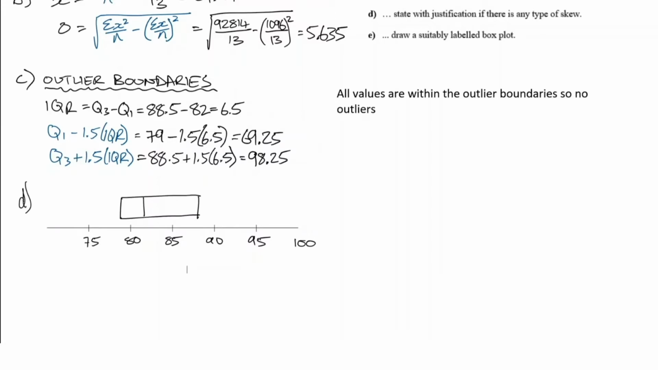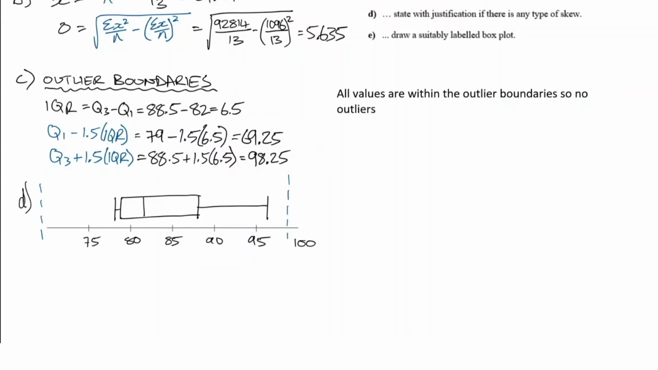And for the upper quartile, 88.5. Before I do the minimum and the maximum, I'm just going to indicate the outlier boundaries. So here's my 98.25 and here's my 69.25. So anything outside of those would have been an outlier. But my minimum value, 78, and my maximum value, 97, are both within the boundaries.